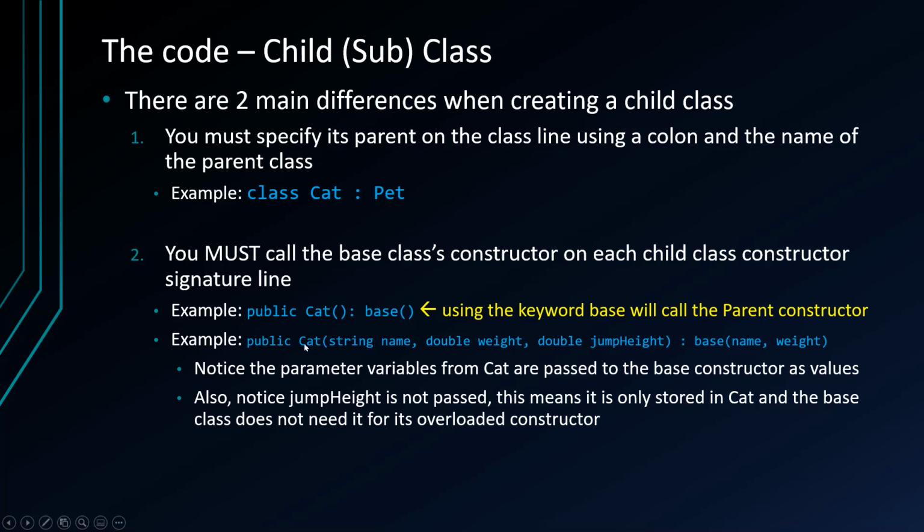Public Cat, so this is the constructor for Cat. This is an overloaded constructor, and it's taking all the properties for a cat: name, weight, and double jump height. Now we're missing one in there too. We're missing color, but that doesn't matter for right now. So name, weight, and jump height.